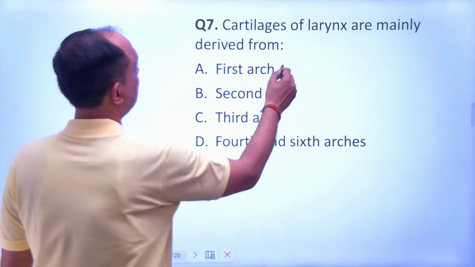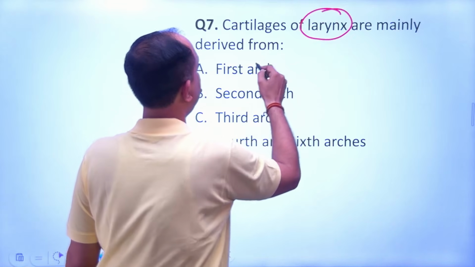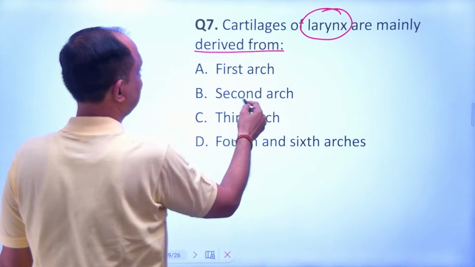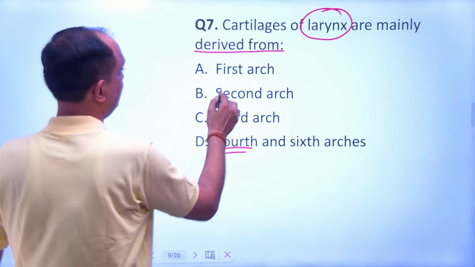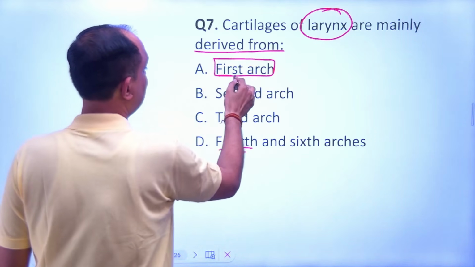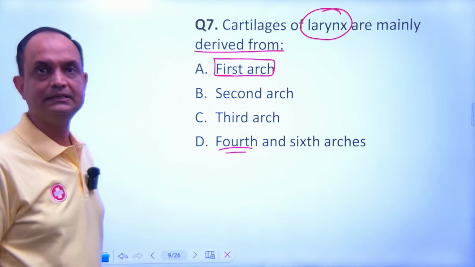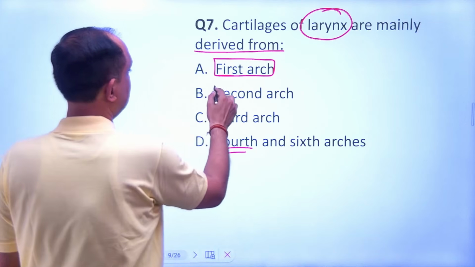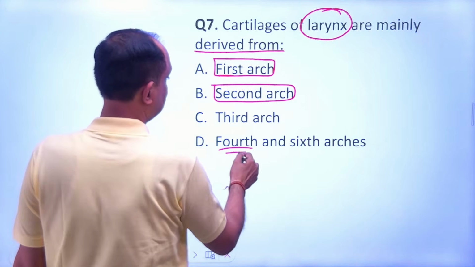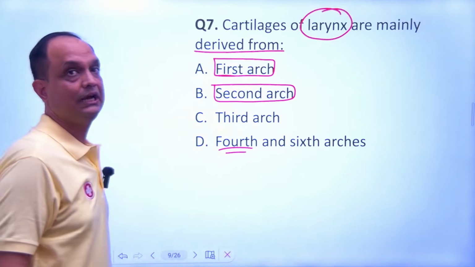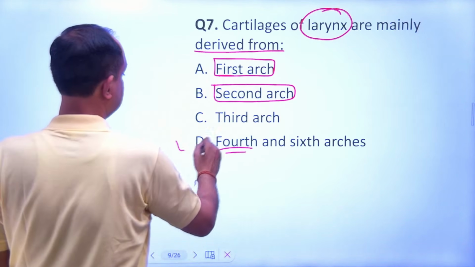Next question, cartilages of larynx are mainly derived from first arch, second arch, third arch, fourth and sixth arch. So dear students, the first arch gives rise to the cartilages developed from the Meckel's cartilage, the second arch gives rise to the cartilages developed from the Reichert's cartilage, and the fourth and sixth arch give rise to the cartilages of larynx. Answer D.